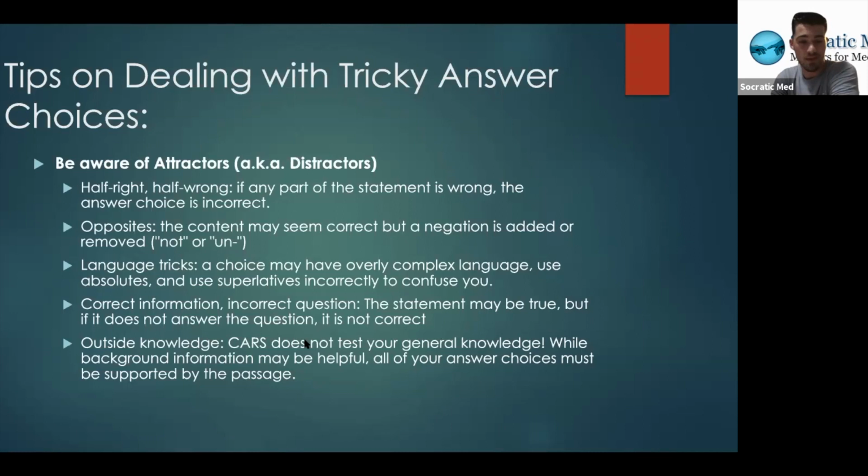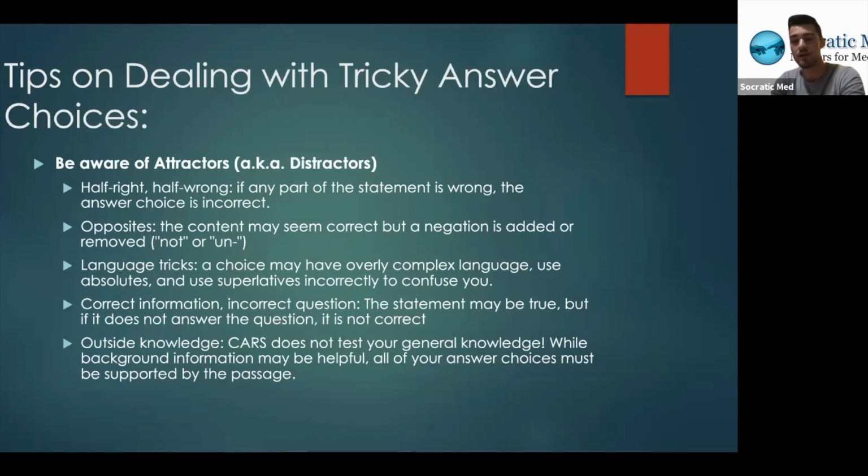And another one is outside knowledge. Most of these passages are going to be humanities and social sciences, and a lot of the time the passages will touch upon information that you learned in your pre-med requisites. The MCAT question creators are depending on this, because one of the distractors is outside knowledge. So this section is not testing your general knowledge. While the background information may be helpful, all of your answer choices have to be supported by the passage.